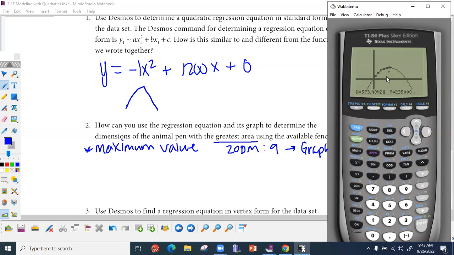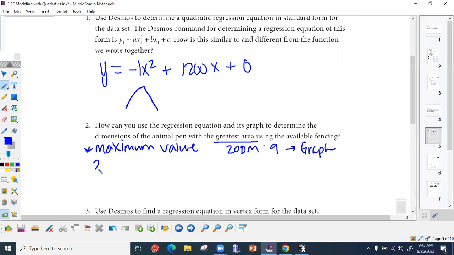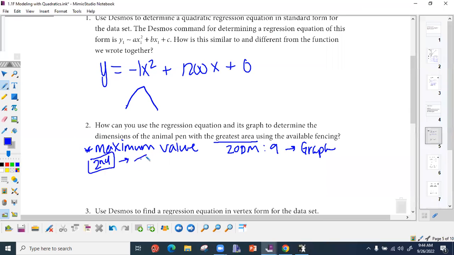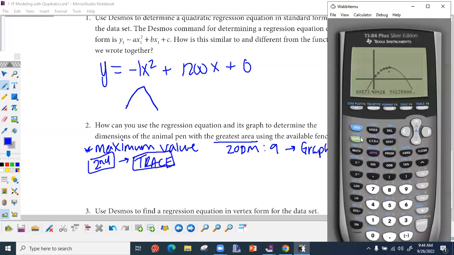So in the calculator, in order to find our maximum value, I'm going to write it down before I do it. We're going to press second, then we're going to press trace. So second trace comes by right here. See the guy right there? And we're looking for the what value? Maximum. Does it say maximum? And when we press second trace, it says maximum.